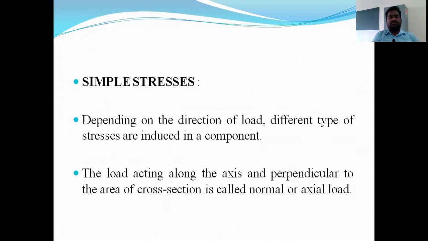Now coming to the simple stresses, we have already learned this topic in our strength of materials or solid mechanics, right? So depending on the direction of load, different types of stresses are induced in a component. The direction of the load may be axial or perpendicular.